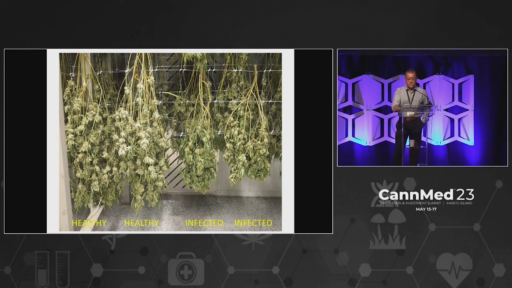Here's a very good comparison of what a harvested plant will produce with regard to absolute yield. And so once again, healthy on the left and Hop Latent infected on the right. You can see the smaller size overall. Way lower yield, way lower dry mass as a result of this particular pathogen.